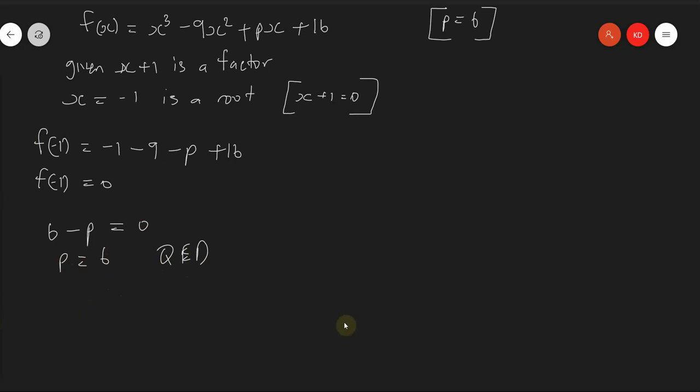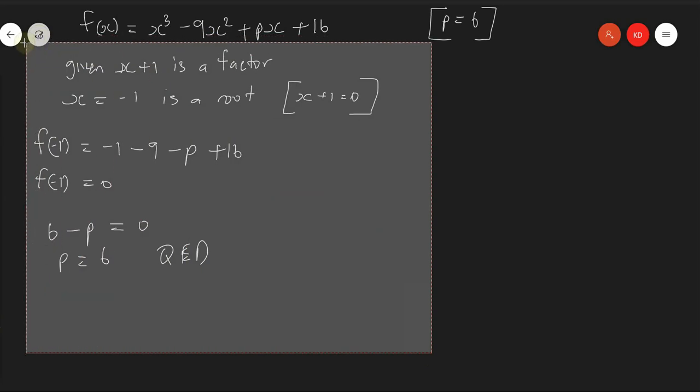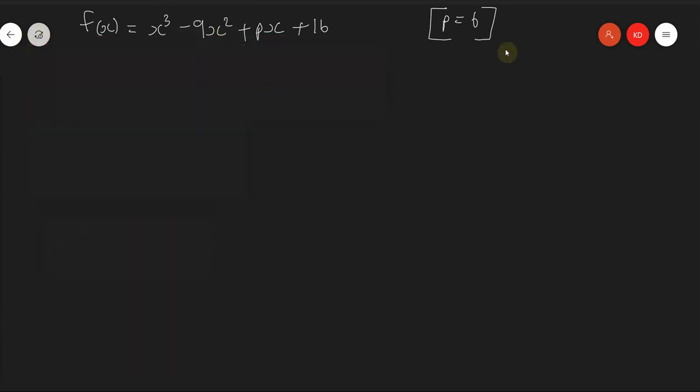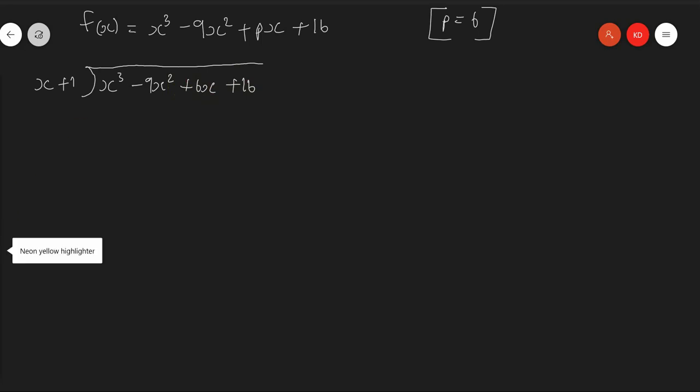Now given that x plus 1 is a factor, then in order to find the other factors of f of x, all we need to do is just divide f of x by the factor that was given, which is x plus 1, and that's x cubed minus 9x squared, and remember p is 6, so that's just 6x plus 16. Good. Now let's do the long division.